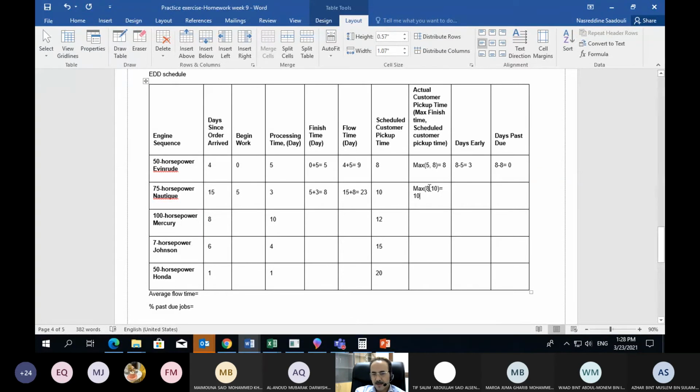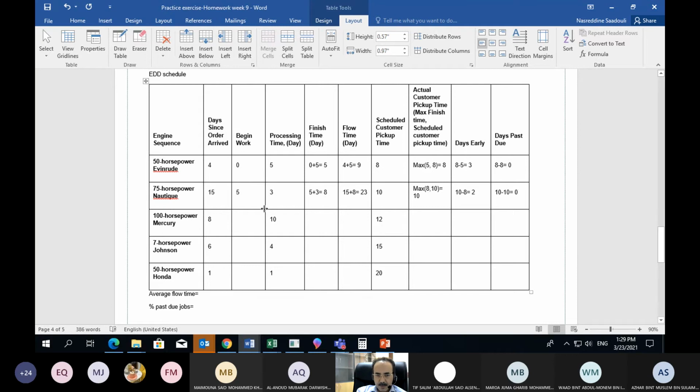It's definitely the finish time, not the flow time. So it's the finish time and the scheduled pickup time. Very good. And therefore, this is actually early, not late. So it's going to be actual minus finish time, 8. It's going to be 2 days early, which means the past due days must be 0. And it is. 10 minus 10 is 0.